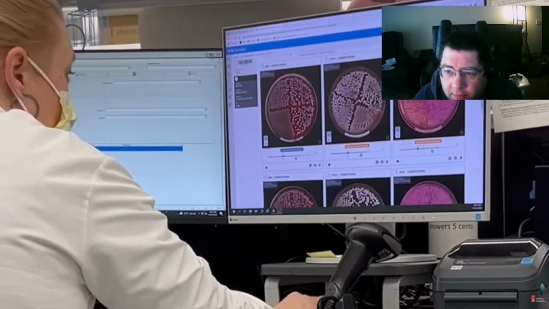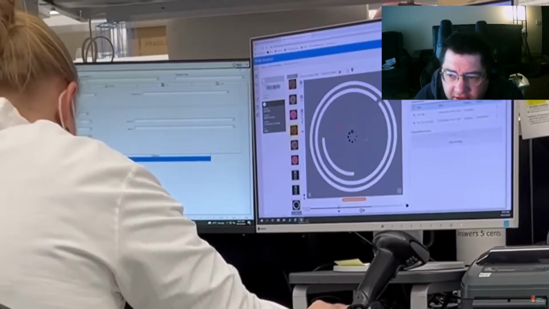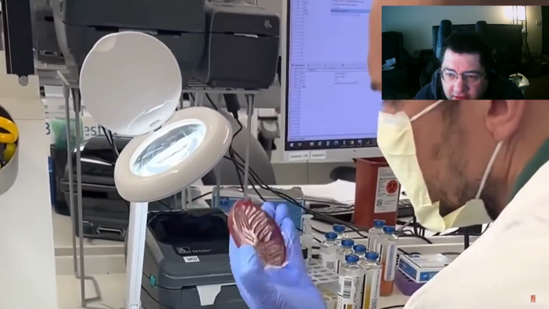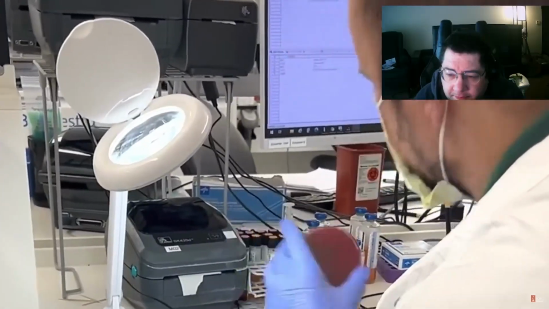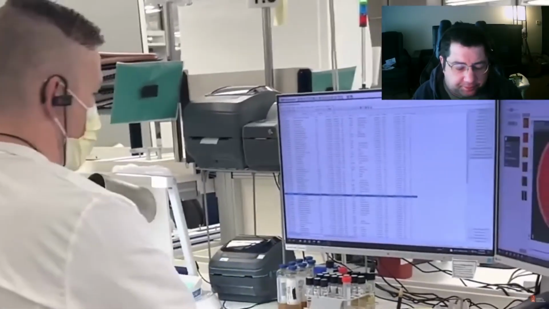Along the Keystra work line, we have reader and worker benches. Technologists at the reader benches evaluate the growth of microorganisms on agar plates following overnight incubation.